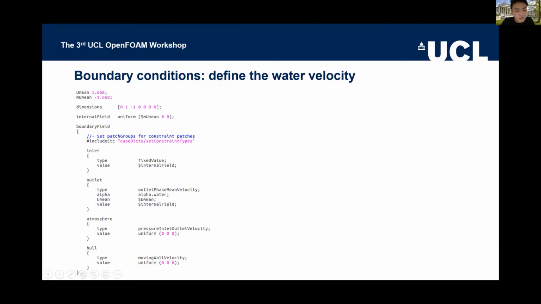Atmosphere, nothing special, some static pressure condition. And the hull wall: although it's a moving wall here, we didn't use dynamic mesh, so you can consider it as a fixed wall, and the value of velocity is always 0.